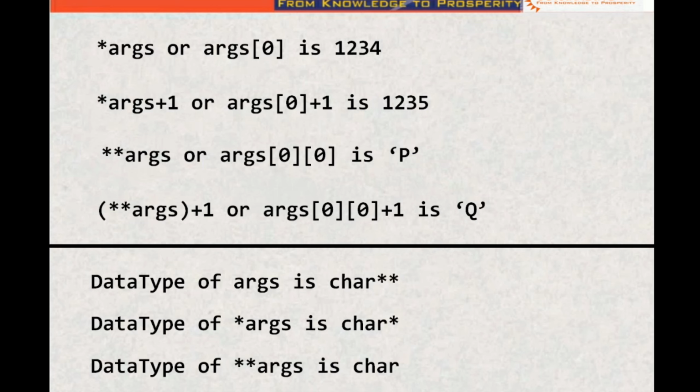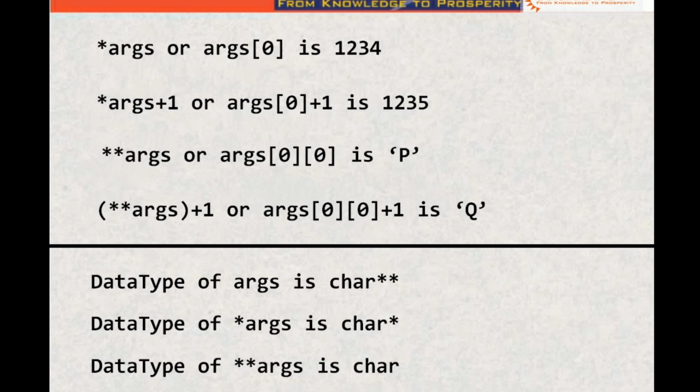Further, star args is nothing but args of 0, which we have seen from the previous example. So the address we get is 1234. Now when you say star args plus 1, that is nothing but args of 0 plus 1, the address is 1235. Because the next character is present at the address 1235, the reason being the size of a character is 1 byte, because we use the ASCII convention in C and C++. Now since 1235 is an address, we can further dereference it.